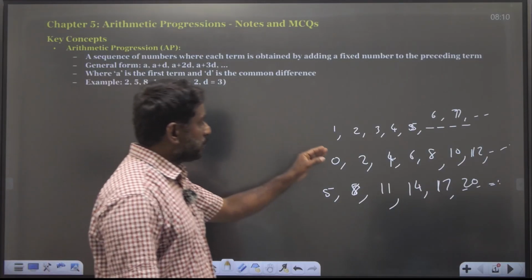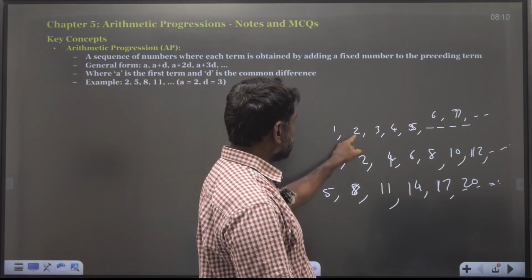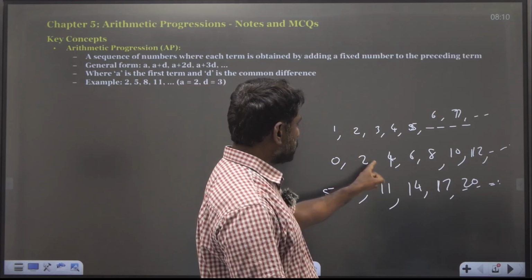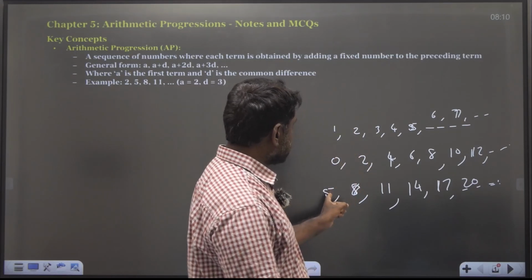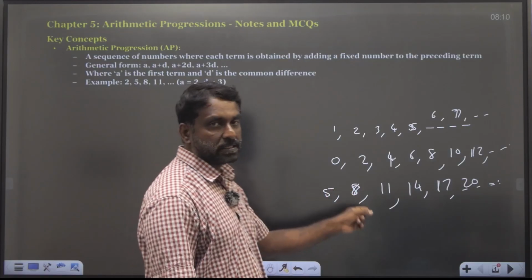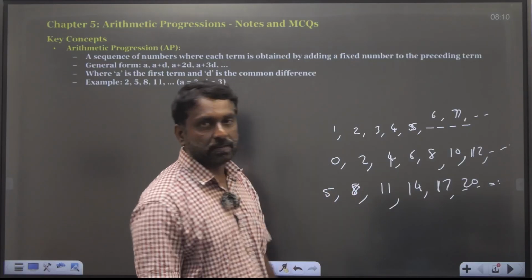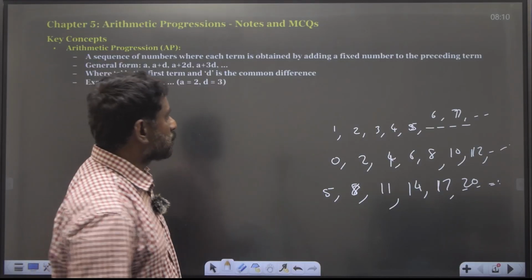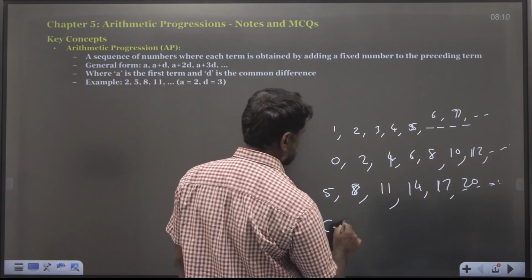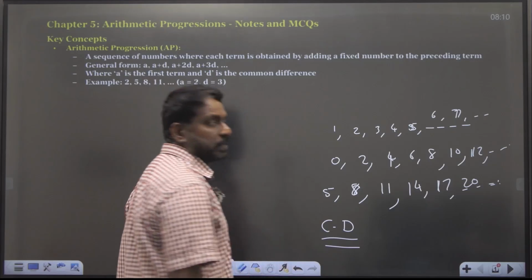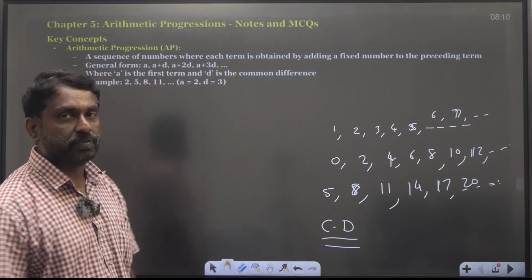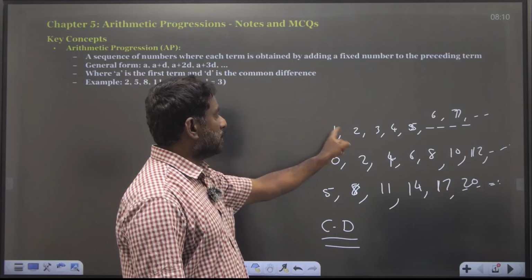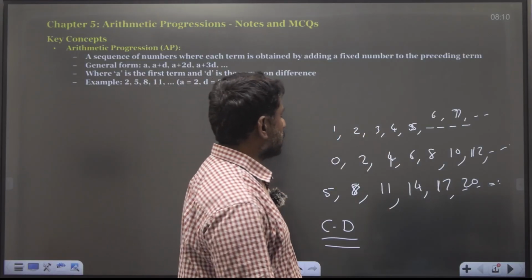The fixed number added in the first example is 1, in the second example it is 2, and in the third example, where we add to 5, it is 3. The fixed number that we have to add to get the next term is called the common difference of the arithmetic progression. Here the common difference is 1: 1 plus 1, 2 plus 1, 3 plus 1.